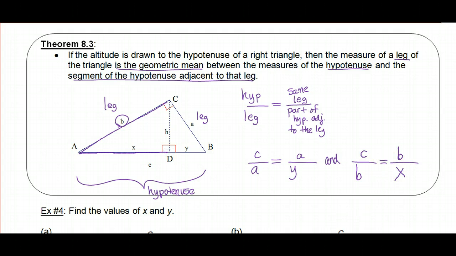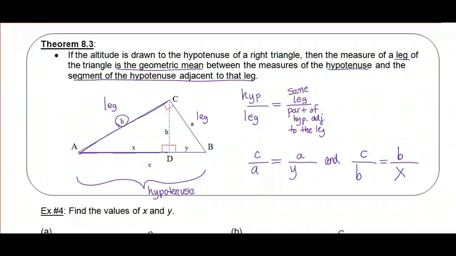What if it doesn't give you? Wait, never mind. Adjacent means that they have to be touching, they have to intersect at that one point. And it has to be part of the hypotenuse. Okay, so we don't have a geometric mean with one leg and the other leg.